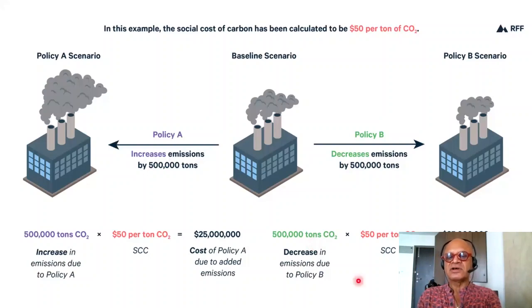500,000 tons at $50 per ton. So there's a decrease that is going to cause a benefit of $25 million because of policy B and the related decrease in emissions.